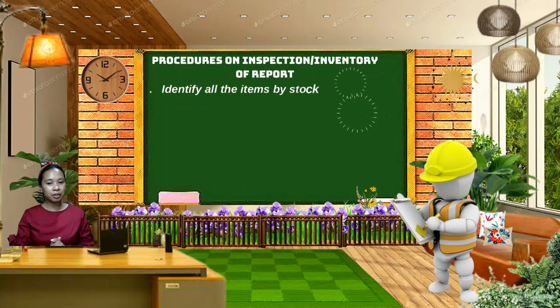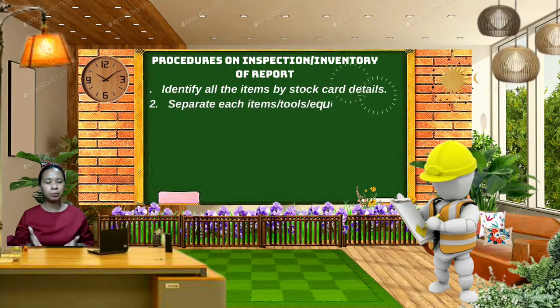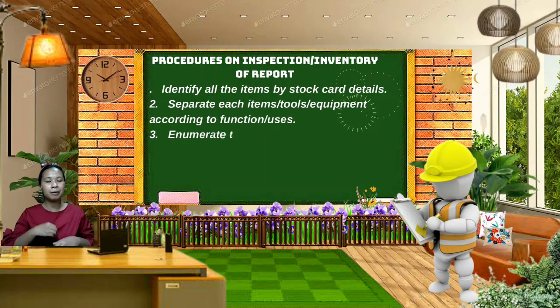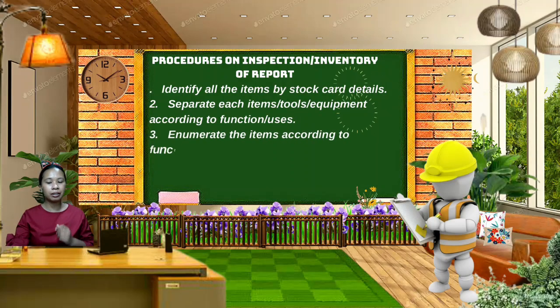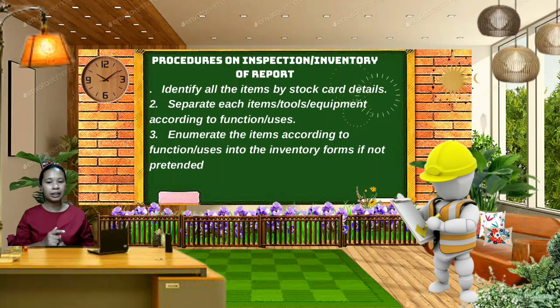For the procedures on inspection or inventory report, after retrieving the tools and materials from the technical drafting sessions, the procedure should be followed on the process with the different circumstances of the unit. So what are those? Number 1 is to identify all the items by stock card details. Number 2, separate each item, tool, or equipment. Number 3, enumerate the items according to their functions or uses into the inventory forms if not yet done.